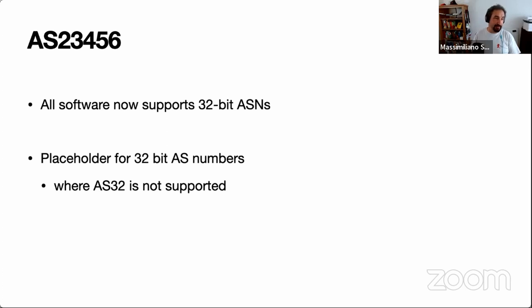The idea was that it would be a placeholder for 32-bit AS numbers. If you had two routers, one supporting 32-bit ASNs and the other one not, the one supporting 32-bit ASNs would transmit BGP updates, replacing the 32-bit ASNs with AS23456, which led to a series of funny behaviors, but it made interoperability simpler for a while. As I said, nowadays, we are 13 years after the RFC was out. If you find something that doesn't support 32-bit ASNs, it means it's really old.